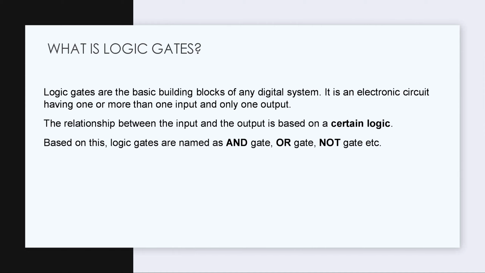Logic gates are the basic building blocks of any digital system. It is an electronic circuit having one or more than one input and only one output. The relationship between the input and output is based on a certain logic. Based on this, logic gates are named as AND gate, OR gate and NOT gate, etc.